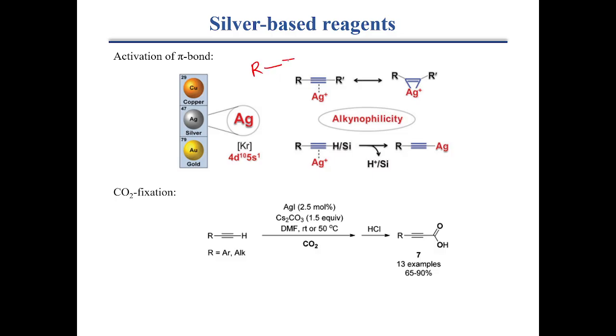If this is the terminal alkyne, and this is the substituted alkyne, in both cases silver activates the pi bond. If the substituted alkyne is there, in the presence of silver, first it coordinates. So the coordination happens to the pi bond and forms this kind of silver-added product. This kind of electrophilic product will be formed.